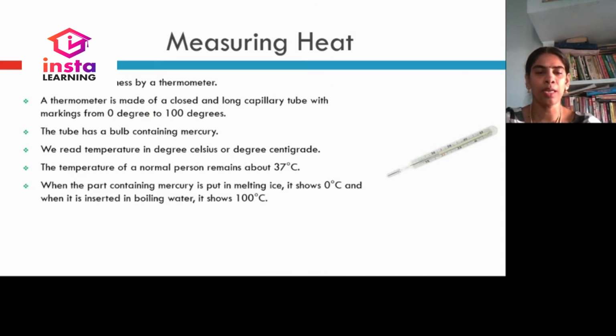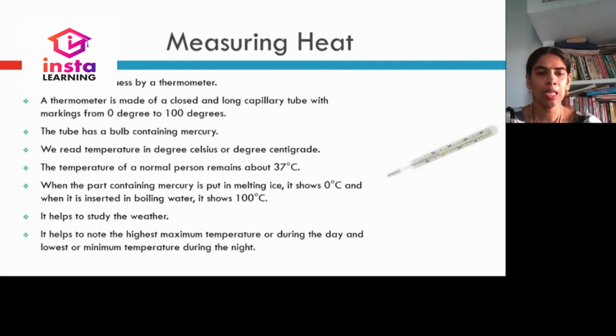When the part containing the mercury is put in melting ice, it shows 0 degrees Celsius. And when it is inserted in boiling water, it shows 100 degrees Celsius. This means the temperature of the melting ice is 0 degrees Celsius, while the temperature of the boiling water is 100 degrees Celsius. The temperature helps to study the weather, helps us to note the highest maximum temperature during the day and minimum temperature during the night.